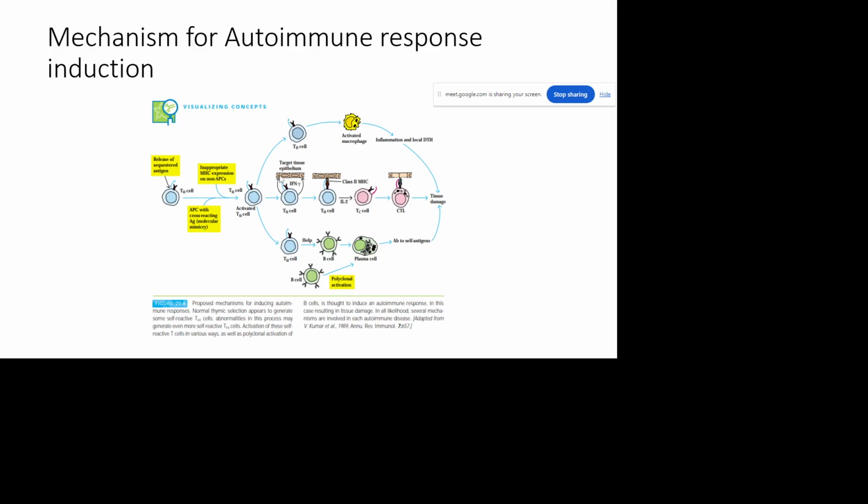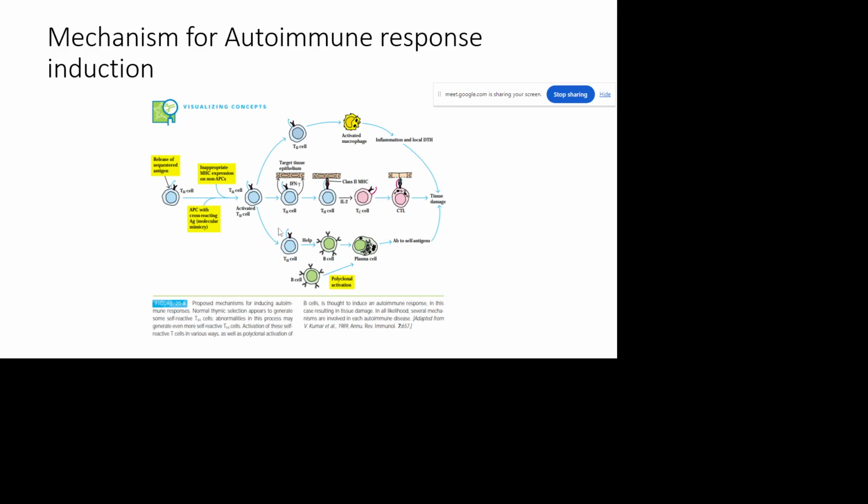Second, this activated T cell can activate the macrophage, and this macrophage can do the infiltration of other lymphocytes. Basically it is a phagocytic cell, so it can do phagocytosis and damage the tissue, and it can release some lytic enzymes which can damage the tissue, right? So that will cause the inflammation. This is another pathway for tissue damage in autoimmunity.